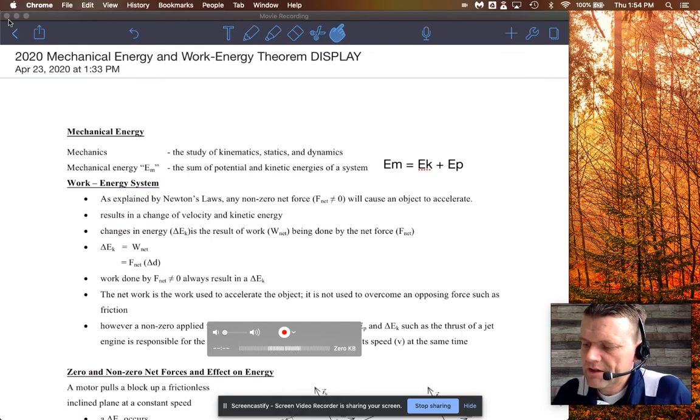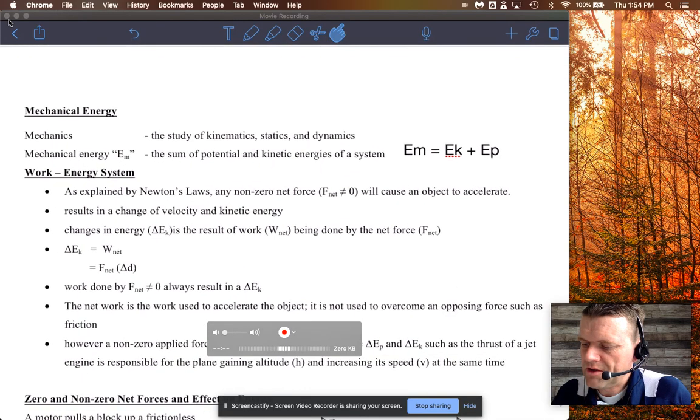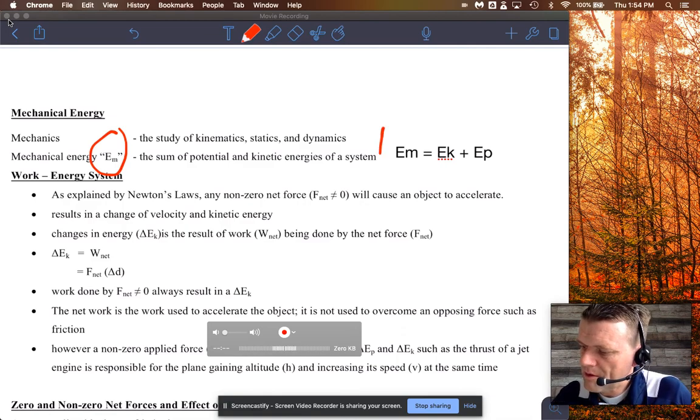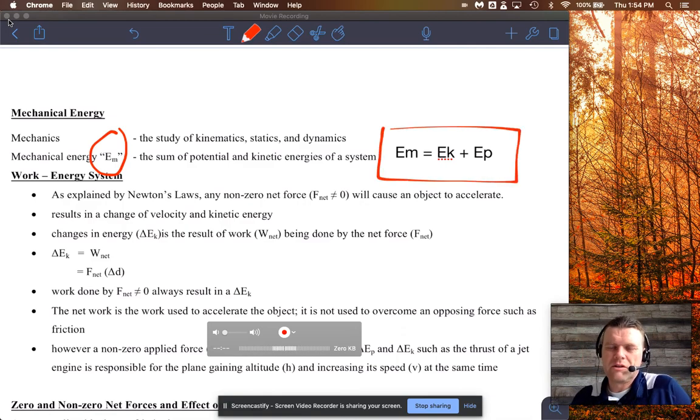So let's look at mechanical energy to begin with. Mechanical energy is EM, and you'll see that in the notes. It's the sum of the potential and kinetic energies of a system. I think in your notes I wrote it as EK plus EP. It's linear, so it doesn't matter which one you add. So mechanical energy is just the sum of those two.